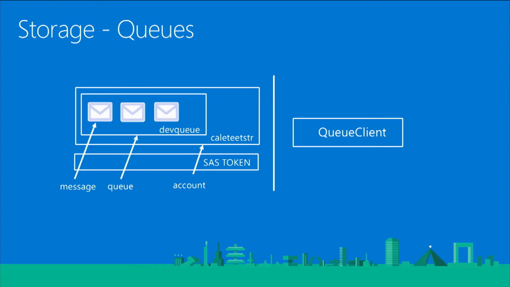The idea here is just like blobs, there's a hierarchy. So an account can have 0 to many queues. A queue can have 0 to many messages. With storage queues, you can generate a SAS token so that somebody can have temporary access to the queue or a message on the queue. That's really it.